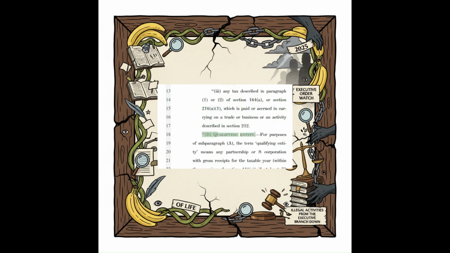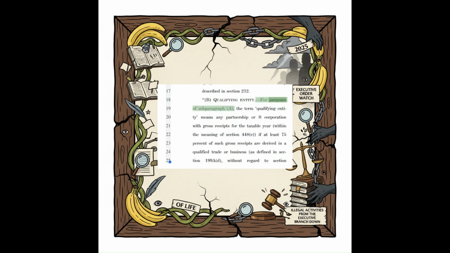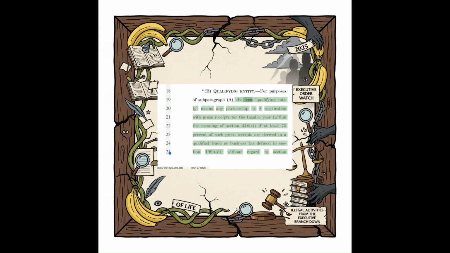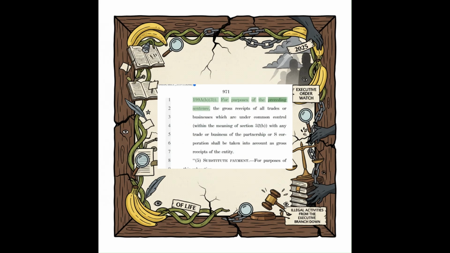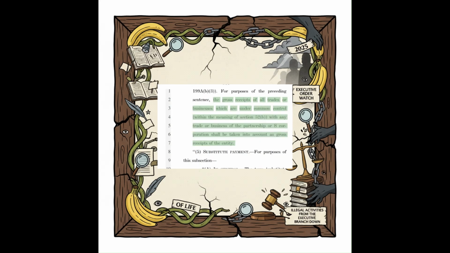Section 212. Qualifying entity. For purposes of subparagraph A, the term qualifying entity means any partnership or S corporation with gross receipts for the taxable year, if at least 75% of such gross receipts are derived in a qualified trade or business, without regard to section 199A. For purposes of the preceding sentence, the gross receipts of all trades or businesses which are under common control with any trade or business of the partnership or S corporation shall be taken into account as gross receipts of the entity.